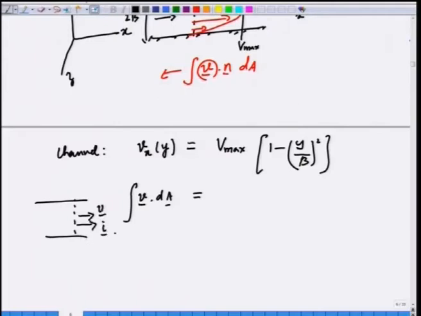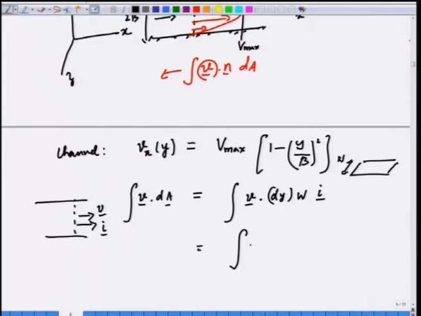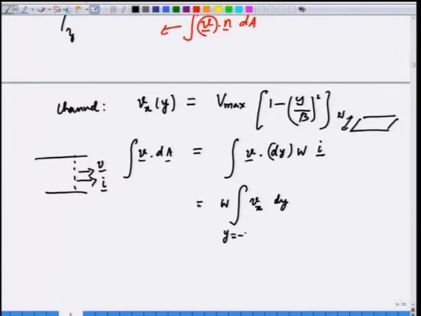Then v dot dA will be simply v dot i times dy times W, where W is the width of the channel in the third direction. Okay. The channel is also wider in the direction perpendicular to the board. So, W is a constant and can be pulled out, and it is v x times dy, integrated from y equals minus b to y equals plus b. This is the meaning of this term v dot dA.